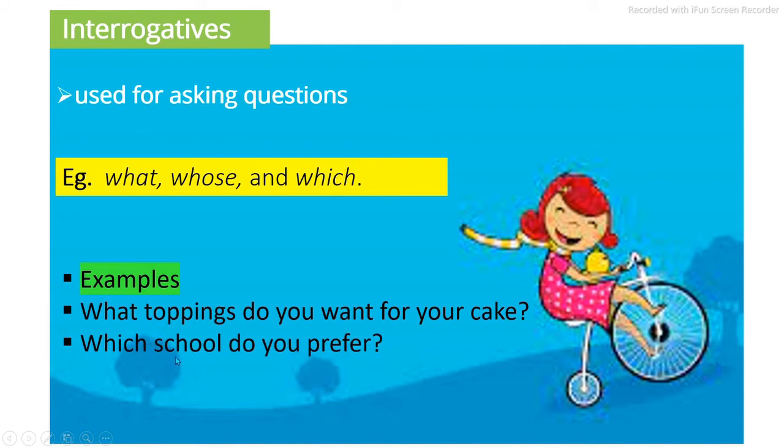Here the noun school is modified by the WH word which. And whose baby are you watching? Here the noun baby is modified with the WH word whose. So what, which, whose are all used for asking questions, to interrogate something. That's why they are called determiners of interrogatives.